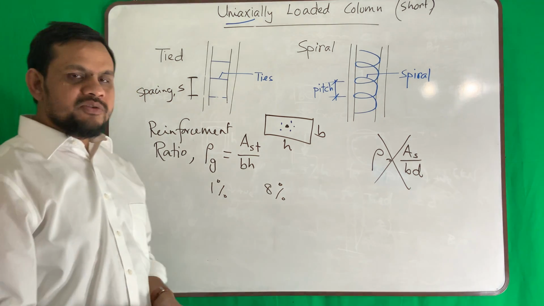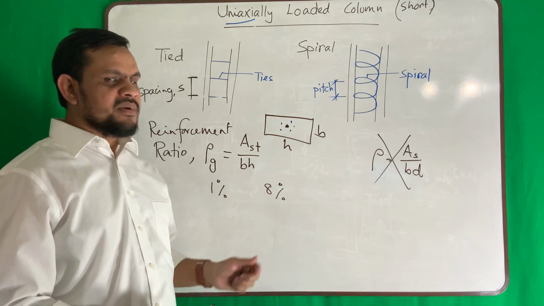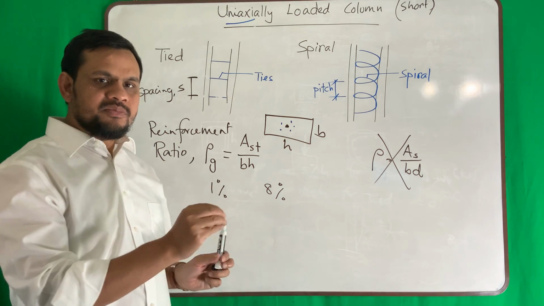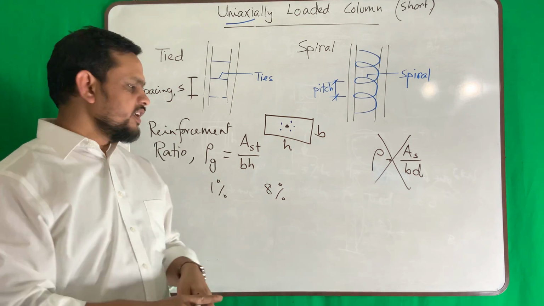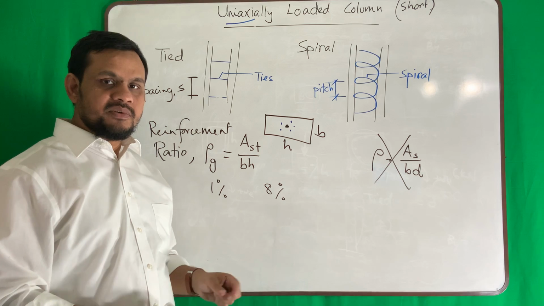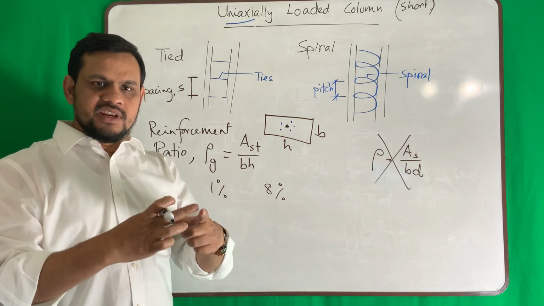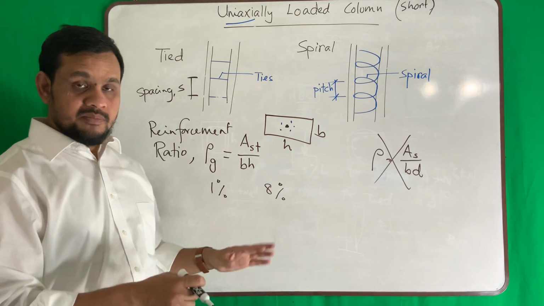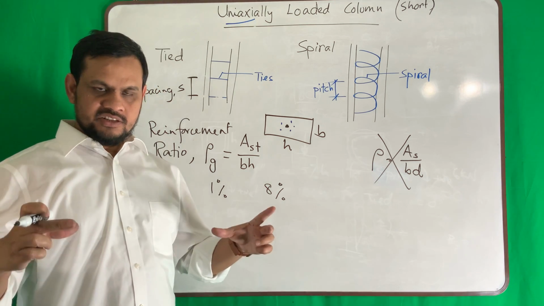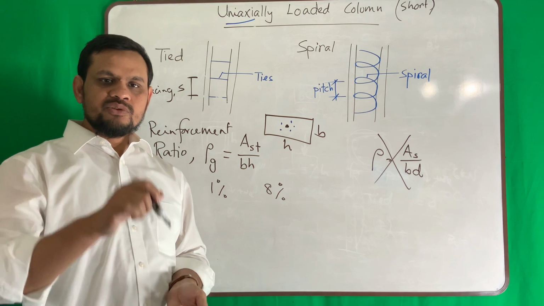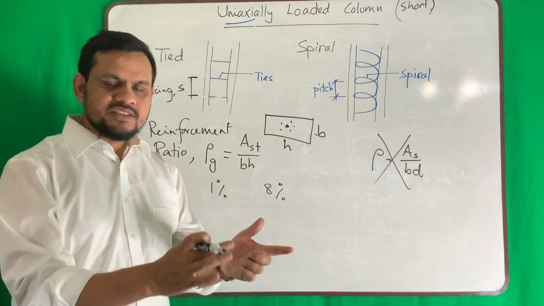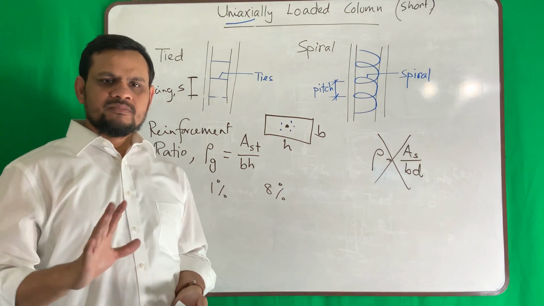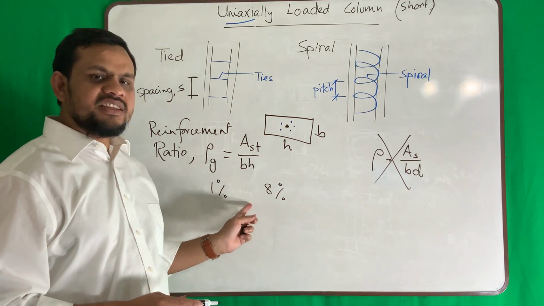So we can use minimum 1%, maximum 8%. If you use a lower value, less reinforcement, your size will be so big. If you use a higher value, your reinforcement will be so high, the section will be very thin. But if you use so much reinforcement, the section will be thin, and it will be very difficult to accommodate the reinforcement inside a small section. So you should balance. Practical values like 2%, 3% are good.